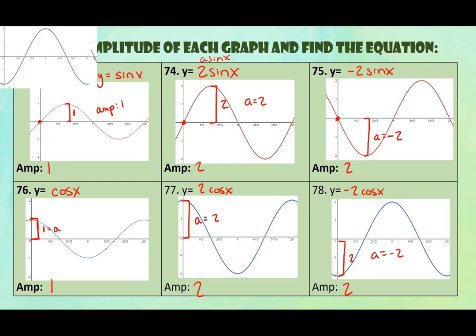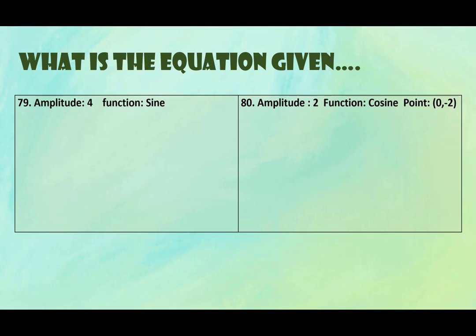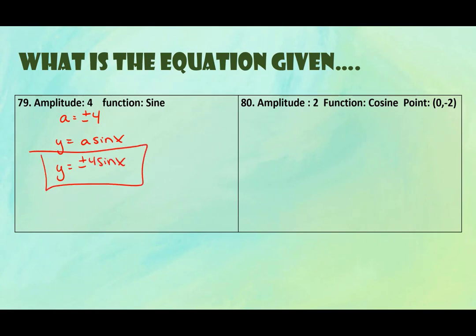Now, hopefully I don't have any weird graphs all over the place. Okay, so what is the equation given? If our amplitude is 4 and our function is sine, that means that we know that the A value is either positive or negative 4, because remember, the amplitude is the absolute value of A. So A could be positive 4 or negative 4. Now, if I just asked for an equation, you guys could give me either one, but if I asked for all equations, I would need both. So we know that y is equal to A sine of x, so now we know that y is equal to plus or minus 4 sine of x. This right here is our answer.